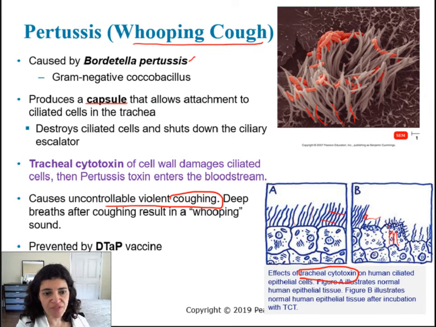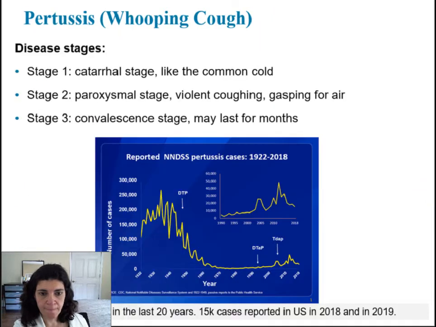So you have to prevent this disease by using DTaP, or Tdap for bigger, older individuals, where aP is acellular pertussis. So these toxins are inactivated, so they don't cause whooping cough when you take the vaccine, right? What they're going to cause is just a very important reaction in the immune system to recognize and make memory cells against them.